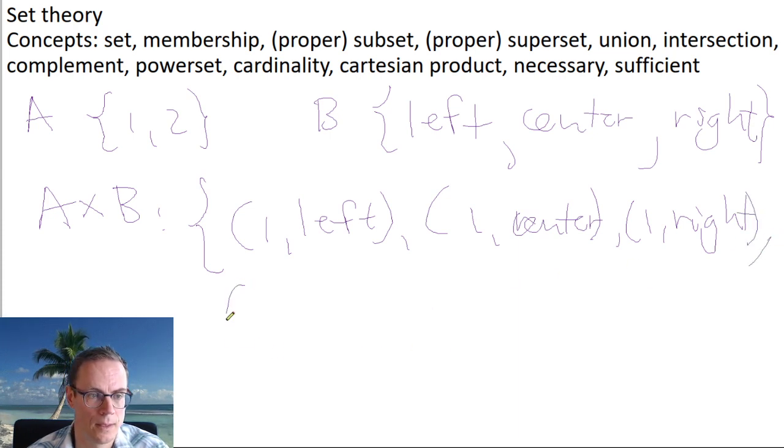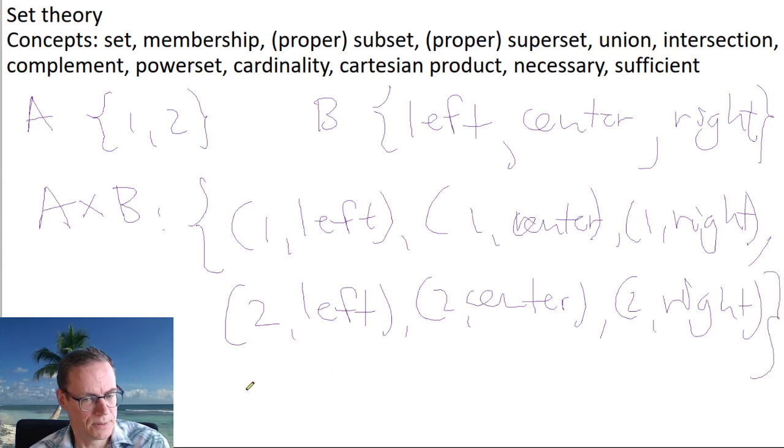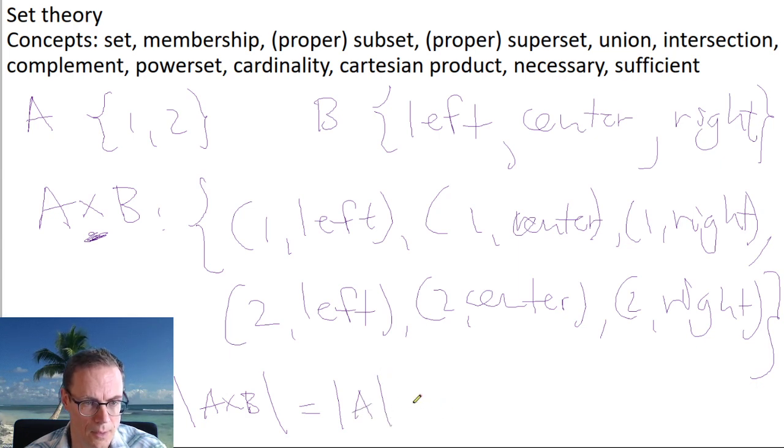Comma, and we have two left, two center, and two right. Curly brackets closed. So we have 6 elements in the Cartesian product of these two sets, which again the multiply sign gives away. The cardinality of A times B is the same as the cardinality of A multiplied by the cardinality of B.